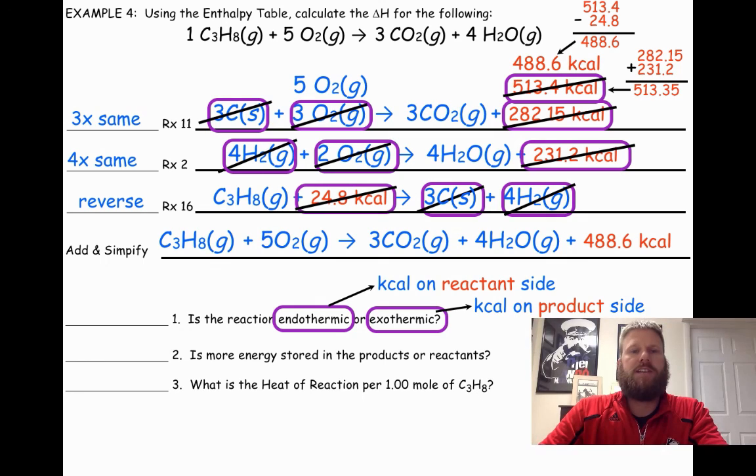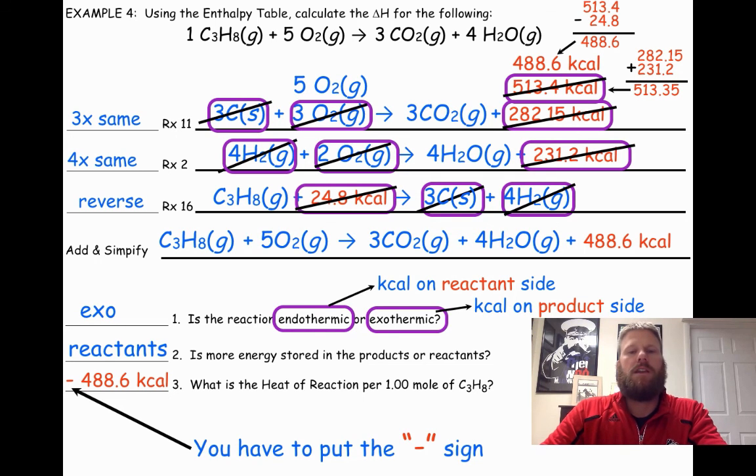This reaction is exothermic because energy is a product. The reactants store more energy for all exothermic processes. And this is another easy one. Since the overall reaction is in terms of 1 mole of propane, 488.6 kcals of energy are released per mole of C3H8. Since the process is exothermic, the value must be reported as negative.